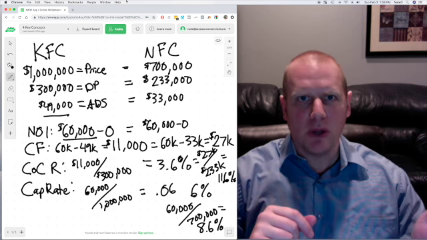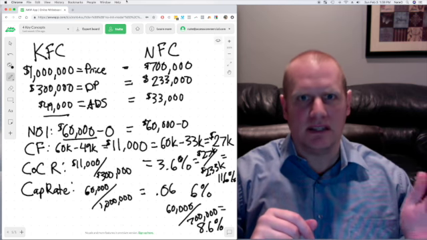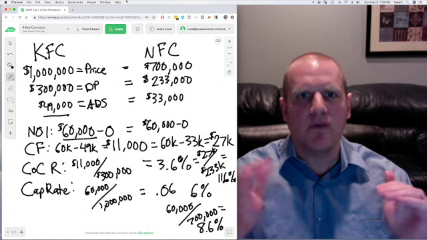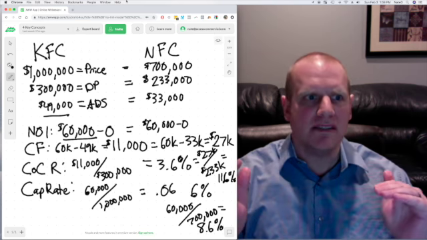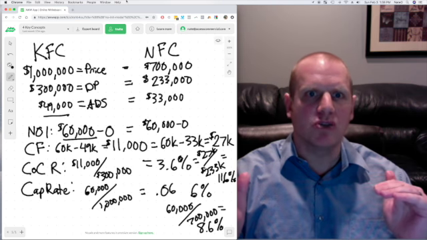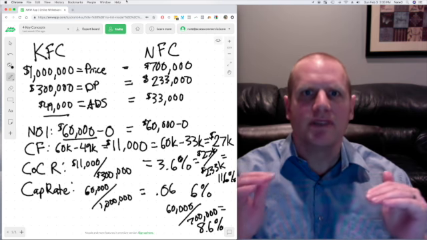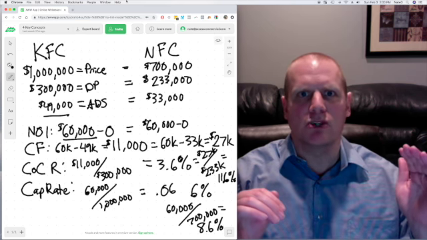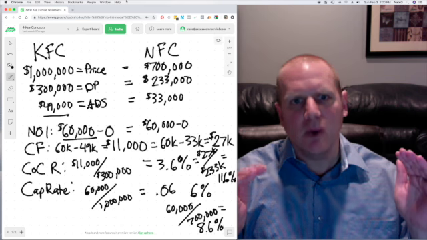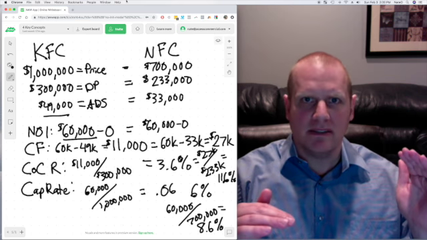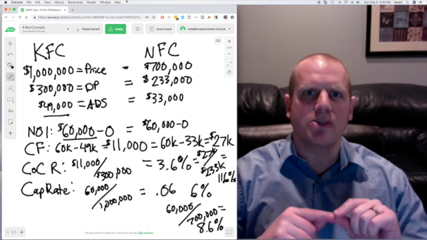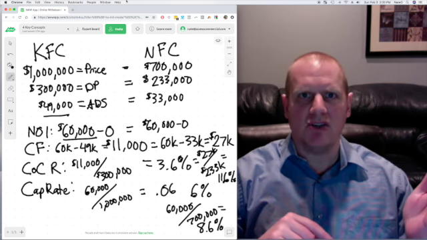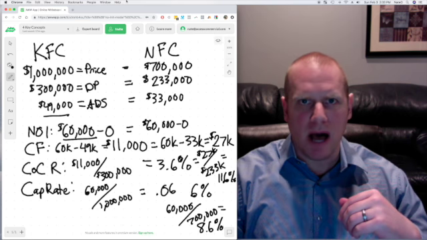which has more locations, has better credit, it's a national tenant, the cap rate will be lower, which therefore raises the price up to $1 million, where the Nebraska Fried Chicken, same NOI, the cap rate is going to be higher because there's more risk, and that equates to a lower price. The purpose of these two examples is to compare two similar restaurants, one more of a national chain, one more of a mom and pop shop.